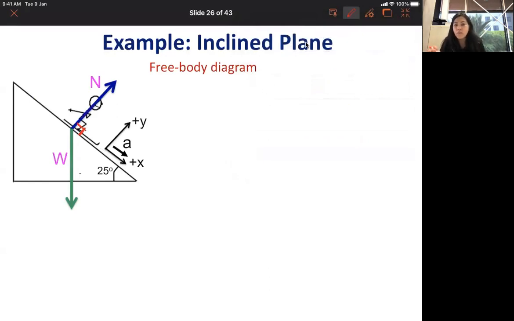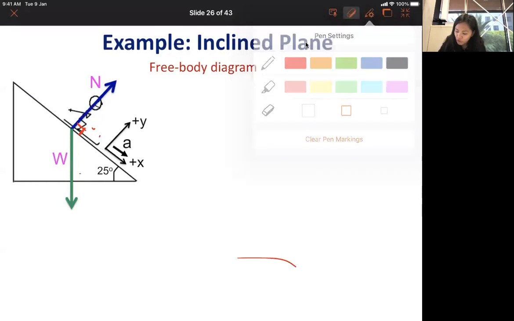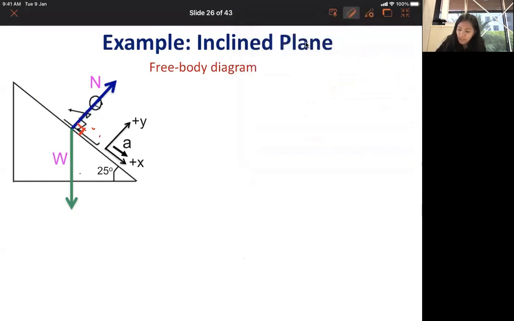Okay, and then the problem explicitly says that there's a frictional force. Frictional force opposes the motion. We know that the object will slide along the slope downwards, and so therefore your frictional force should be along the slope, but opposite the direction of sliding down. Right?